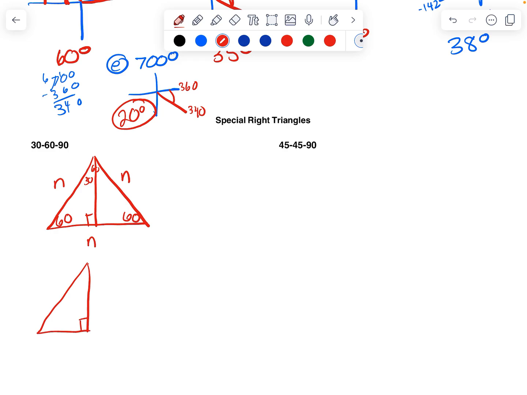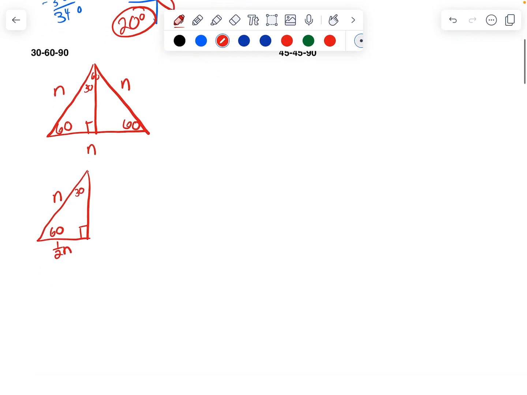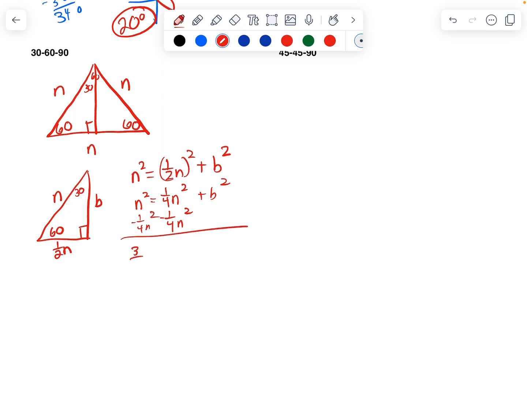So do you guys agree that this is now 30, 60, this side length is n, this side length would be half of n. So if I wanted to find this other side in terms of n, do you agree I could set up n squared equals 1/2 n squared plus b squared? So n squared equals 1/4 n squared plus b squared. So we have 3/4 n squared equals b squared.